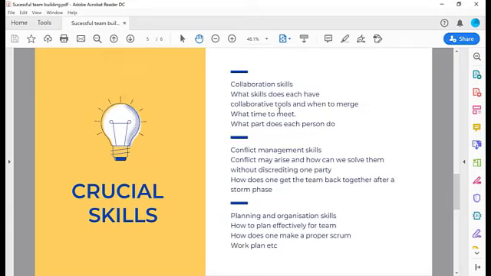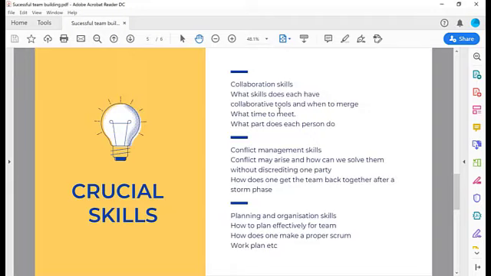So in terms of planning and organization skills, how do you plan effectively for a team? And how does one make a proper Scrum work plan, etc.?